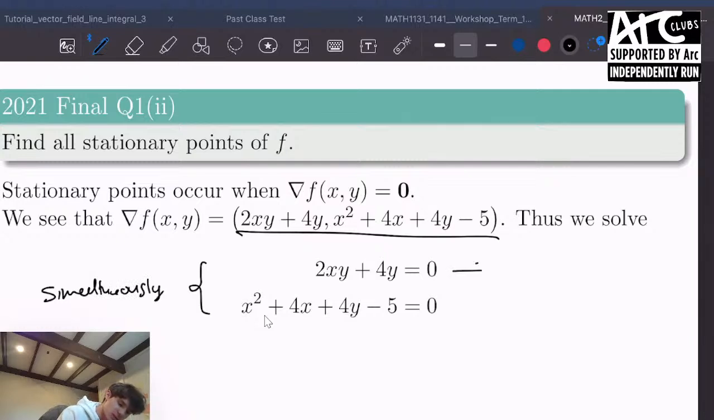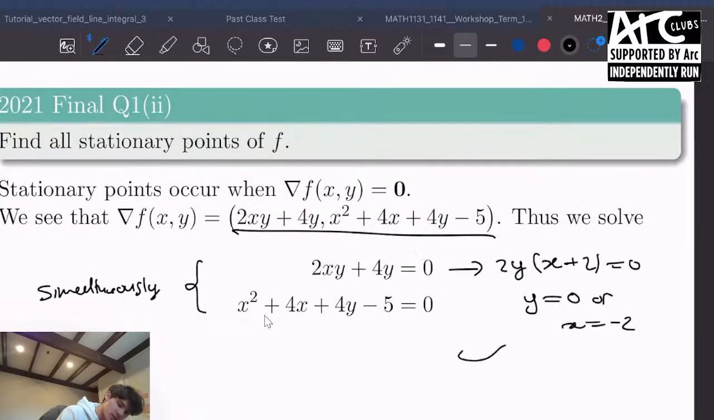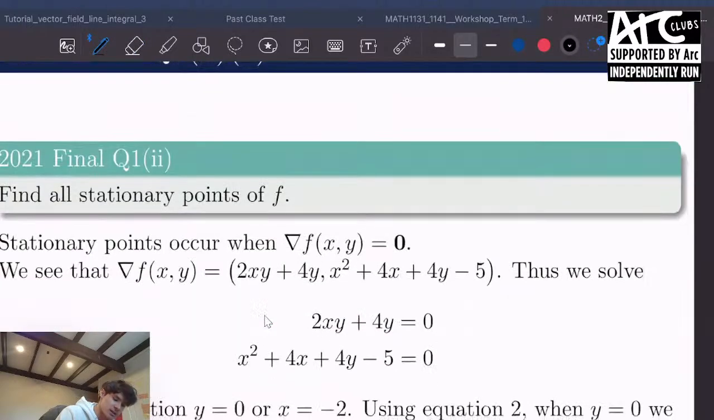So in the first one, we can see that 2y outside of (x + 2) equals 0. That means we can get y equals 0 or x equals negative 2. And now we can substitute them into the second equation. And that gives us these 3 points.